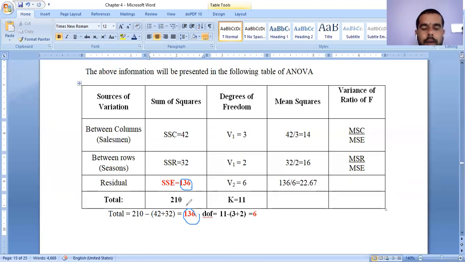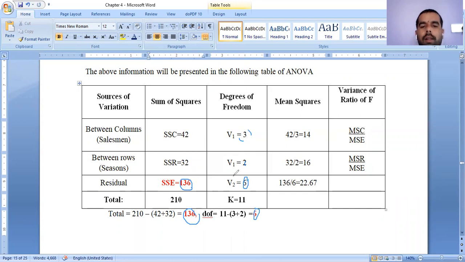Then next, DOF, degrees of freedom. The same principle applies for the DOF also. That is 11 minus 3 plus 2. That is 6. Then the 6 will be written in the place of degrees of freedom. Okay, this is the way to get the residual or error value.